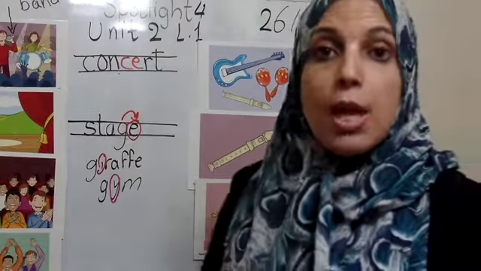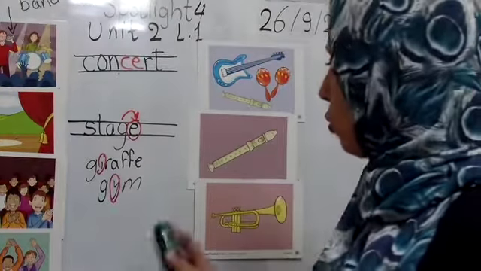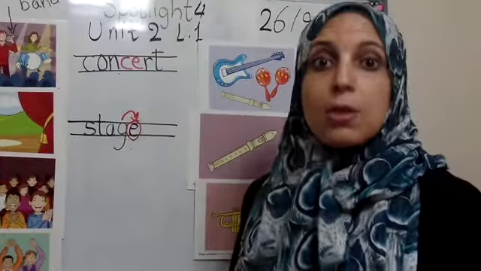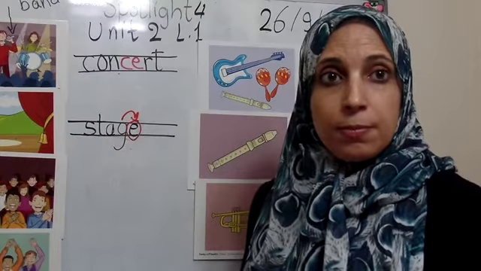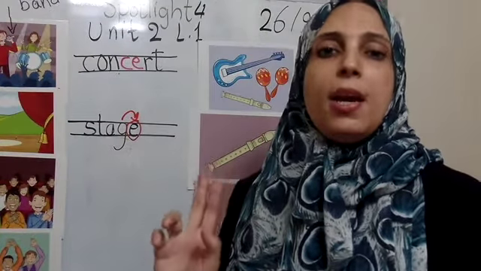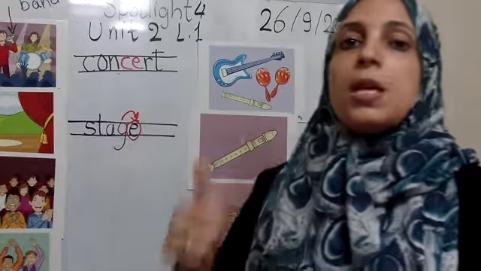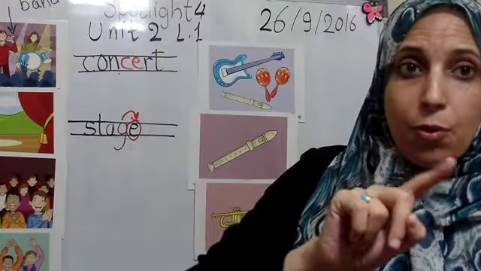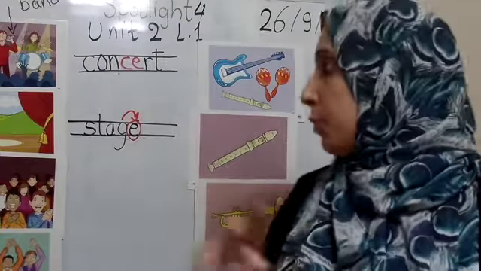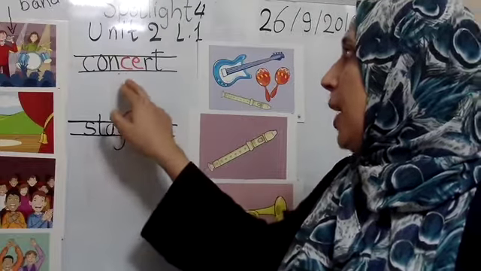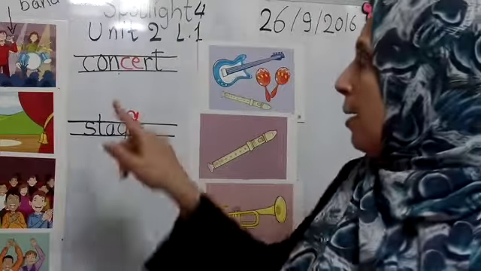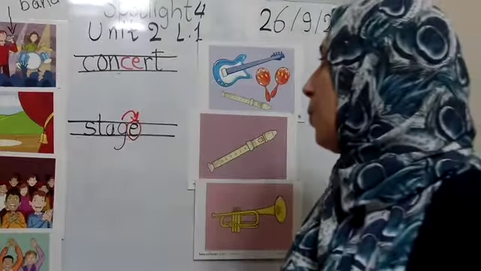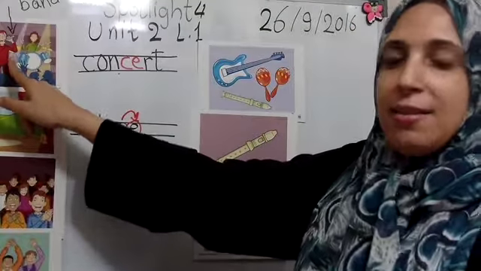Again, this is a spelling rule, the soft G. This is called soft G. G plus E equals J. G plus I equals J. G plus Y equals J. E, I, Y turn the letter from a hard letter to a soft letter. The soft G and soft C, I pronounce them when they are followed by E, I, Y.